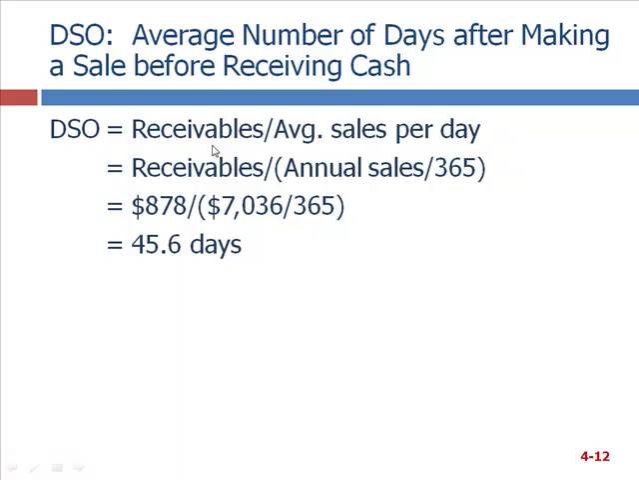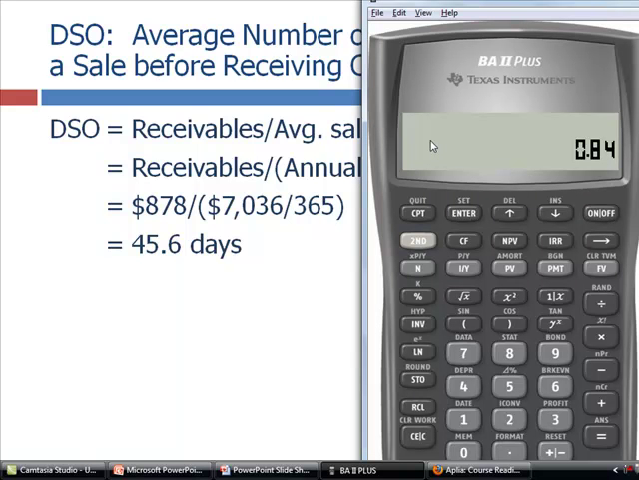So daily sales, of course, are not really reported on the income statement. Total annual sales is what's reported there. We can calculate daily sales pretty easily, though. If total annual sales are 7036, again that's in thousands, and we divide that by 365, then as far as daily sales, 19.28 thousand, and then accounts receivable from the balance sheet, that's going to be 878,000.